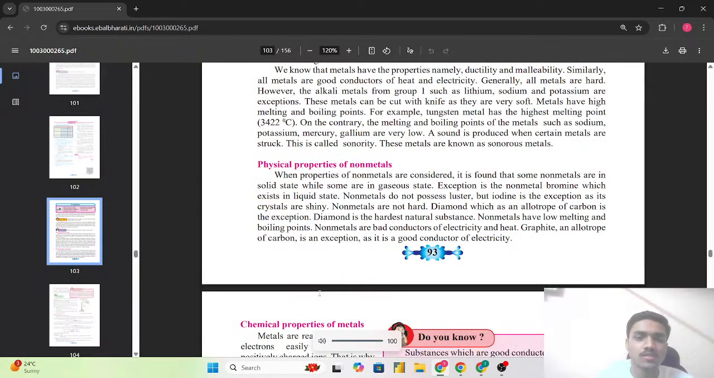Next is the physical properties of nonmetals. When properties of nonmetals are considered, it is found that some nonmetals are in the solid state while some are in the gaseous state. That means when the properties of nonmetals are considered, if we look at the properties of nonmetals, we are able to see that some of the nonmetals are in the solid state while some are in the gaseous state.